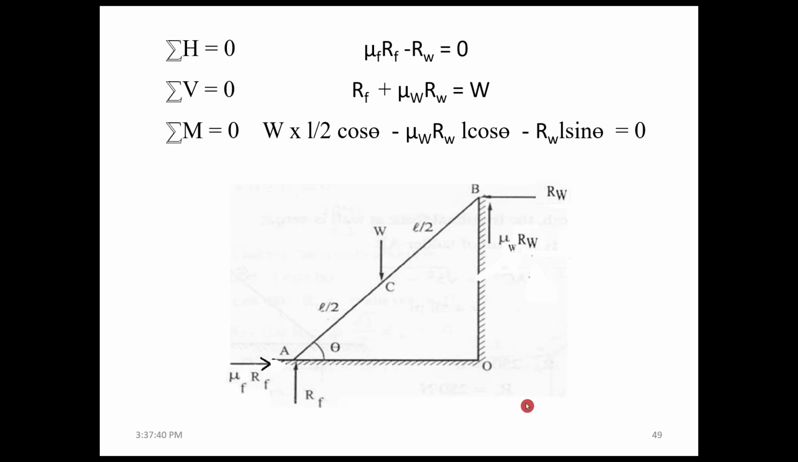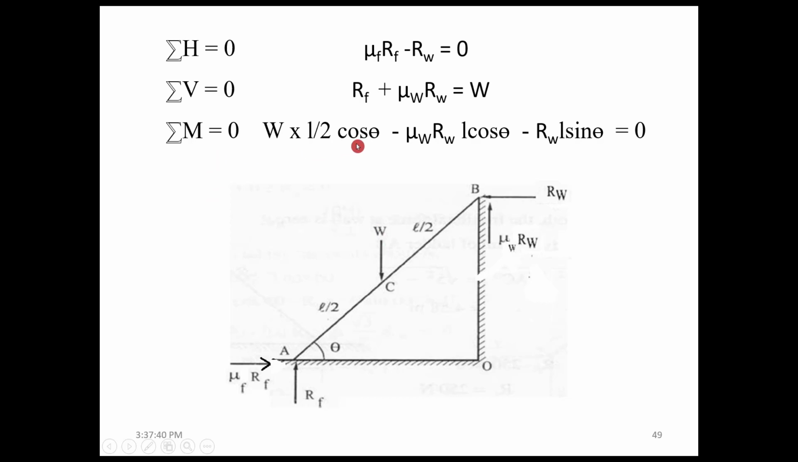So, considering this ladder, sigma H equal to 0: mu of Rf and also this Rw in the horizontal direction is equal to 0. Vertically, Rf plus mu W Rw is equal to W, and also we have the moment equilibrium.